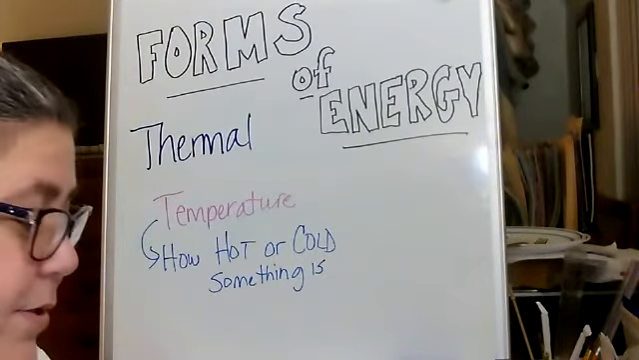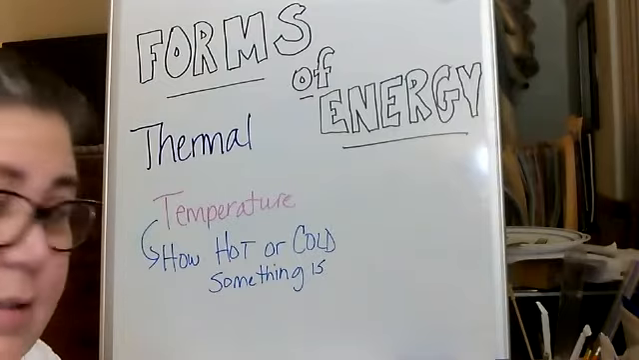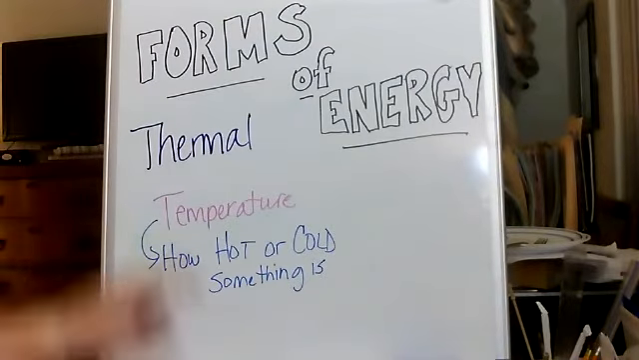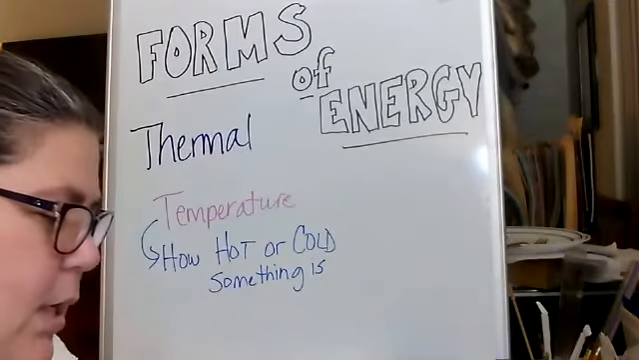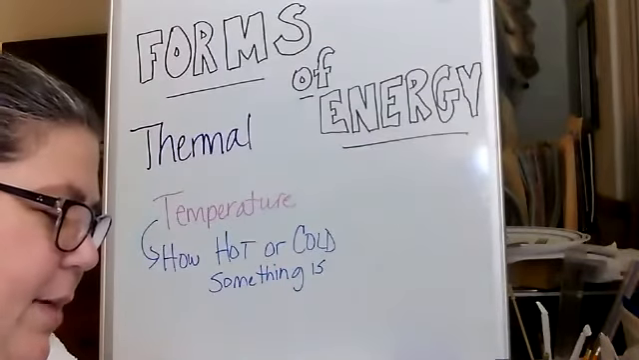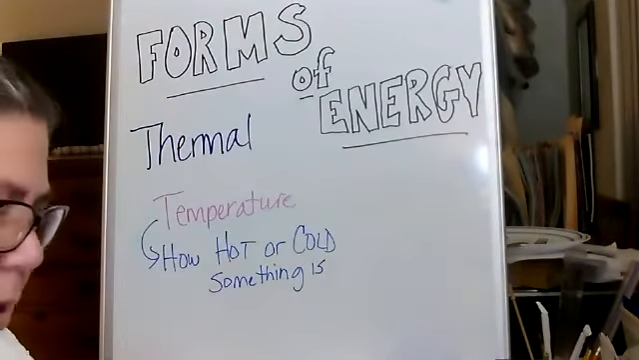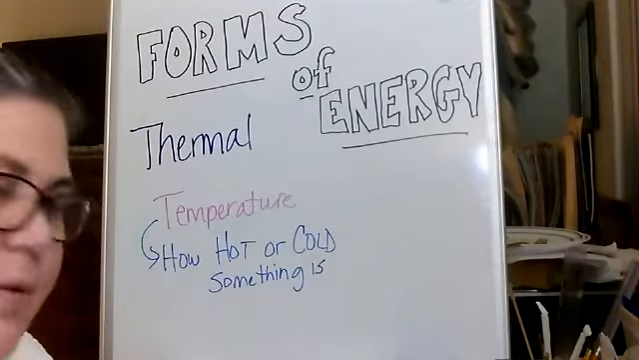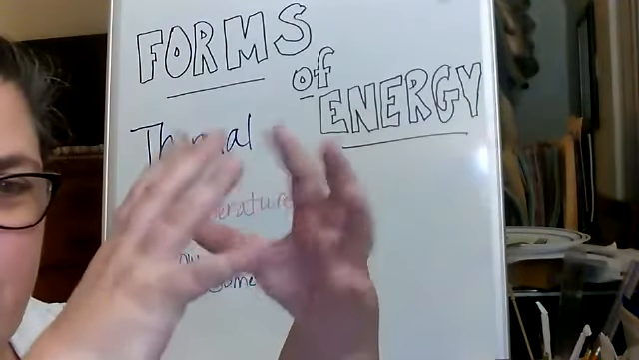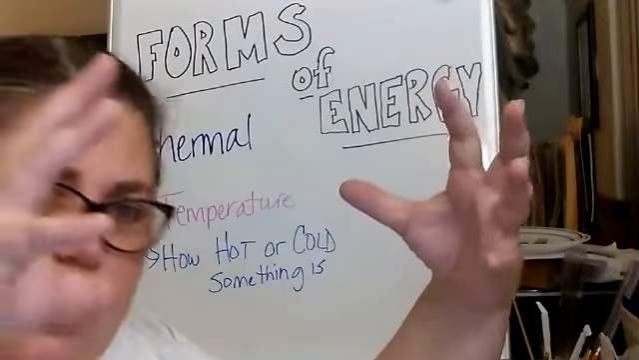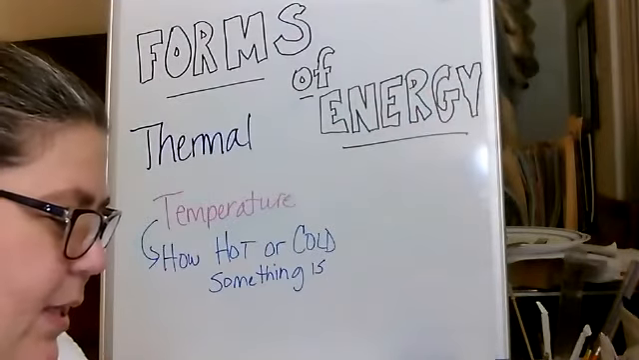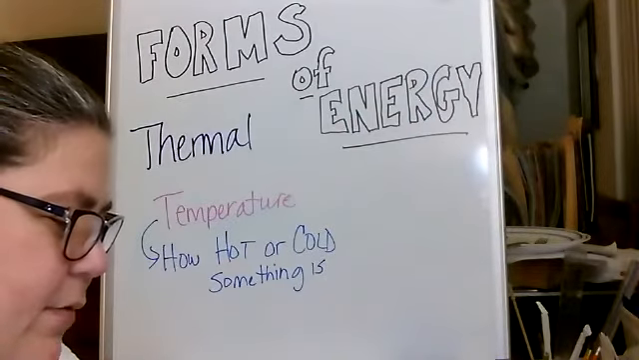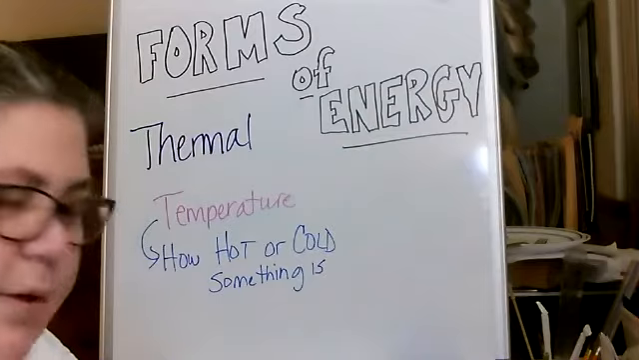So in order to measure temperature, we use things like a thermometer. Usually when things heat up, they expand. And when things cool down, they contract. Expand, contract. Thermometers are based on the expansion or contraction of material according to the temperature.